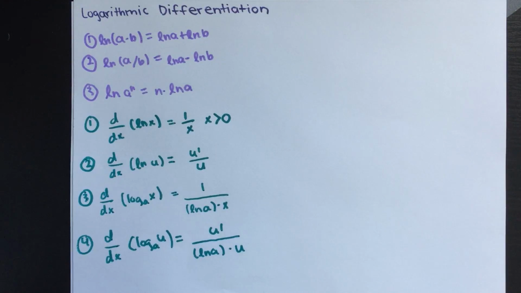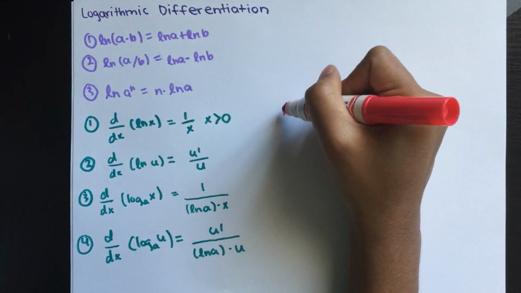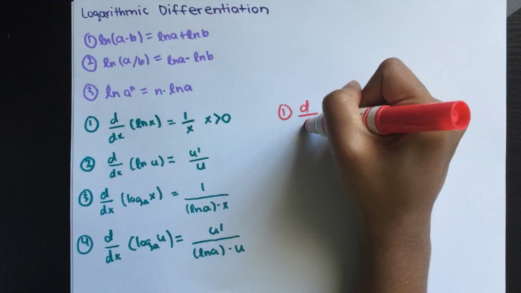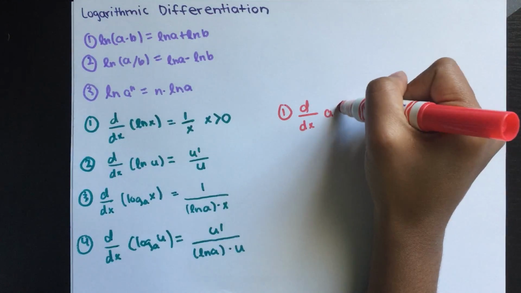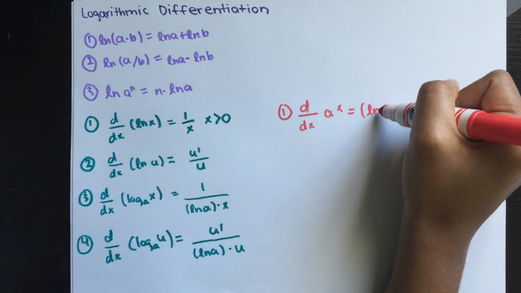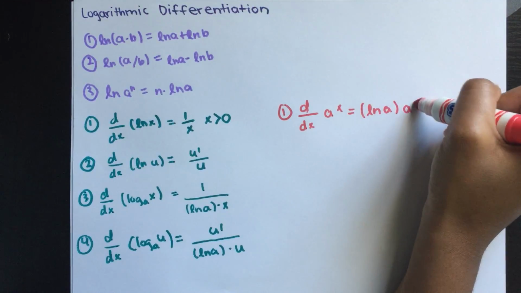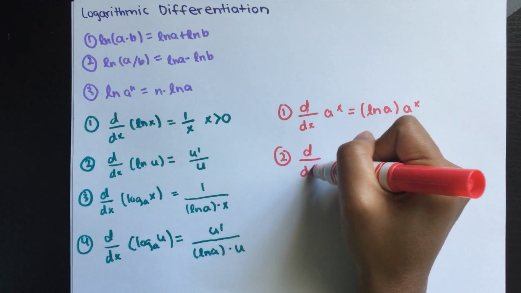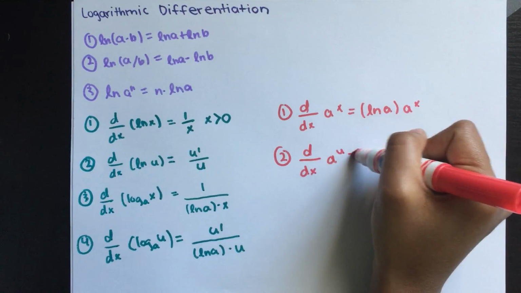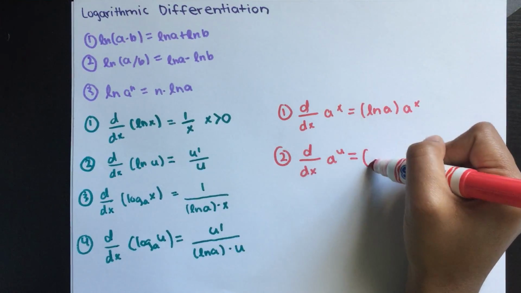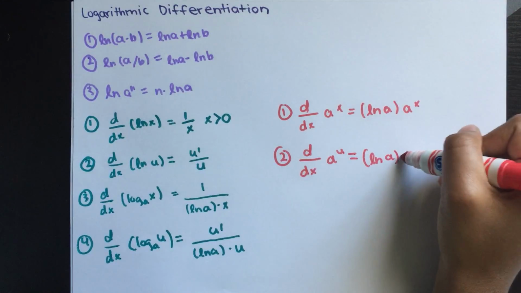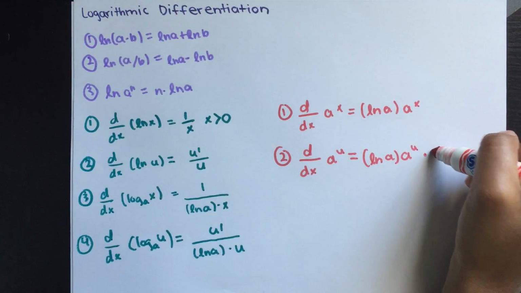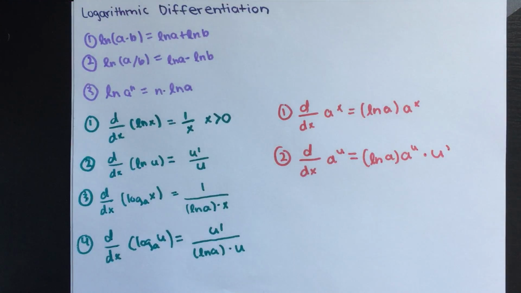And then there are some additional rules that are good to know. The first one is that the derivative of a to the x is the natural log of a times a to the x. And the second rule is that the derivative of a to the u, where u is a function, is the natural log of a times a to the u times the derivative of that function.